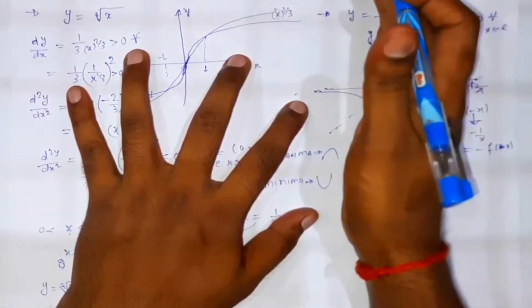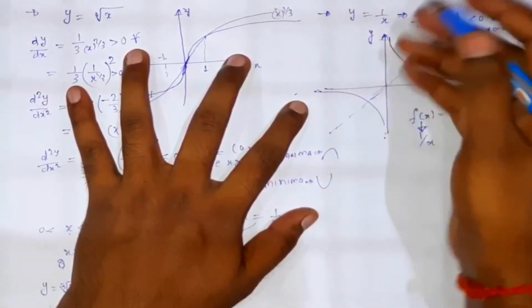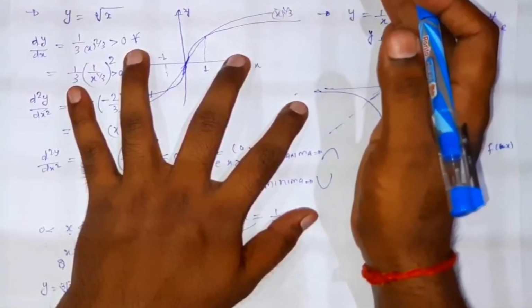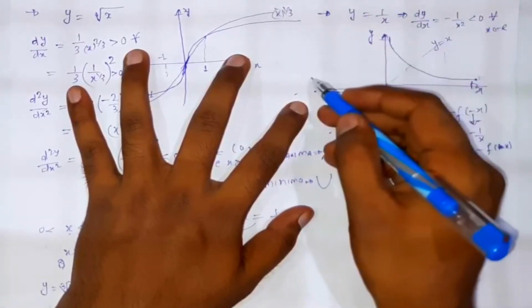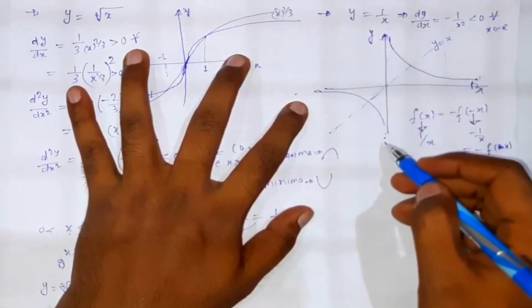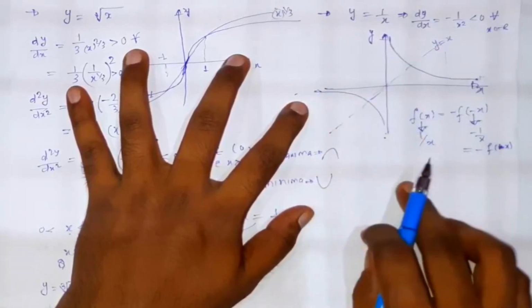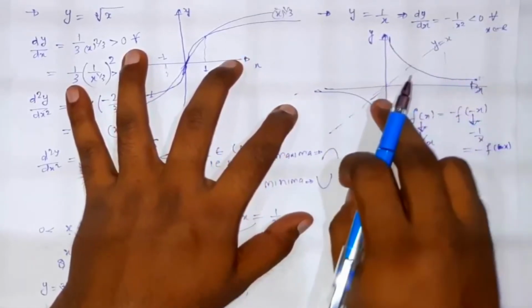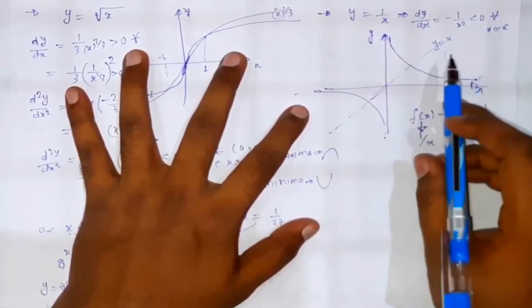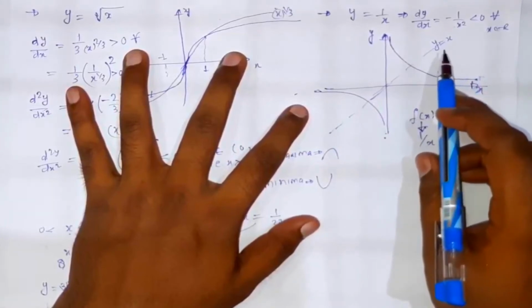This is the y-axis, and this is the reverse symmetricity. If the graph is like this, then symmetricity about y will be like this, but reverse symmetricity about y will be like this. So we can say this function is odd and reverse symmetric about the y-axis, and again it is symmetric about the y = x line.